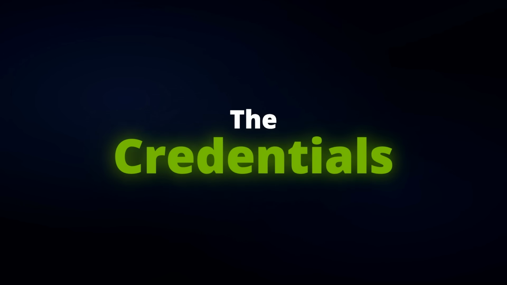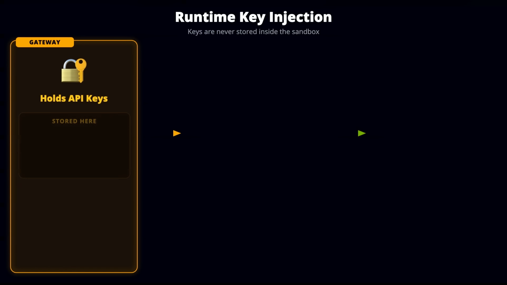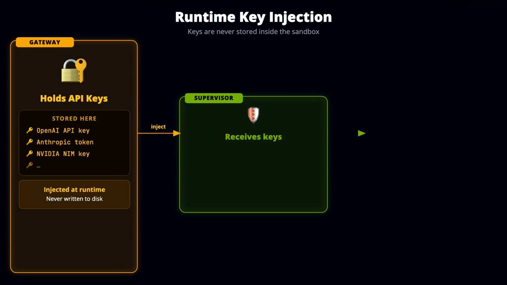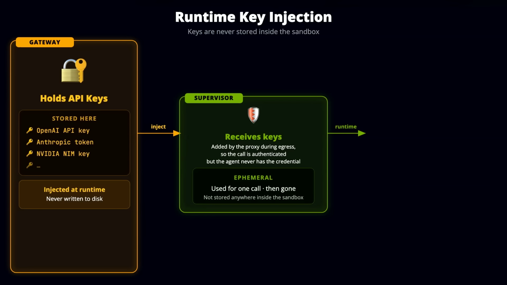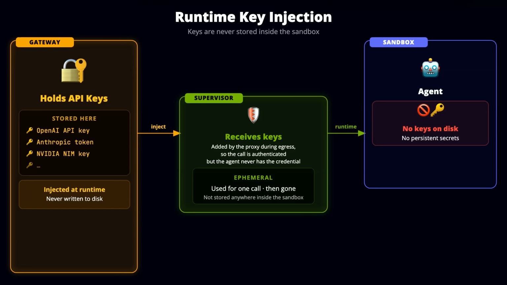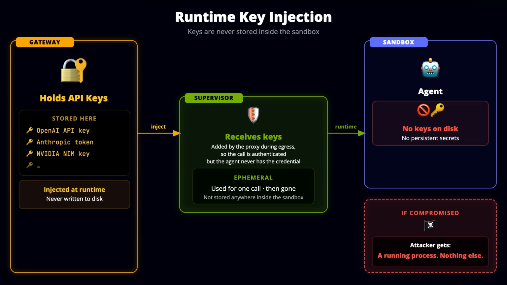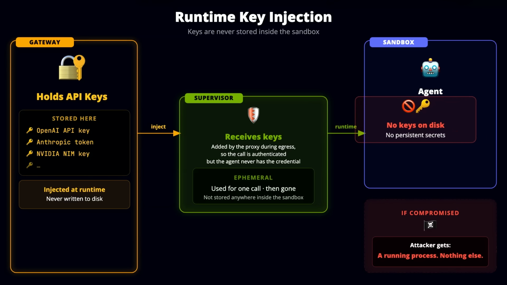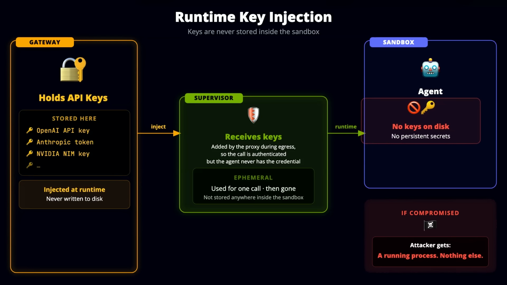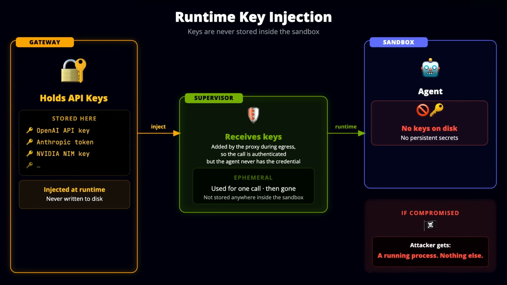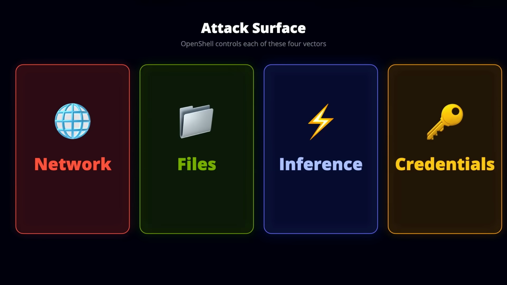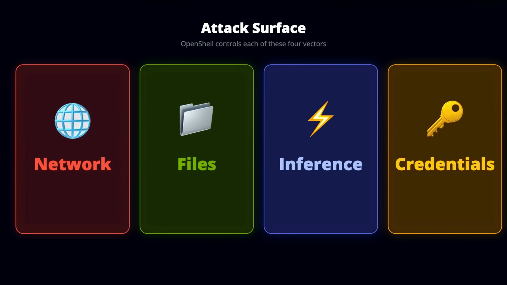The fourth is your credentials. API keys are never stored inside the sandbox. They're injected at runtime by the gateway through the supervisor, only alongside the configured policy paths. The sandbox doesn't keep them on disk, so if anyone does manage to compromise the agent, they don't get a stash of keys. They get a running process with no persistent secrets. This is so much better than a typical agent setup where you've got a .env file with every API key sitting on your disk. So network, files, inference, and credentials, that's the full attack surface of an agent locked down behind these policies.